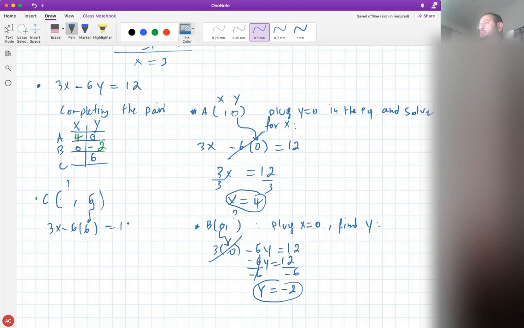Professor, you mean that you're not always going to give us a table? We have to make it up?